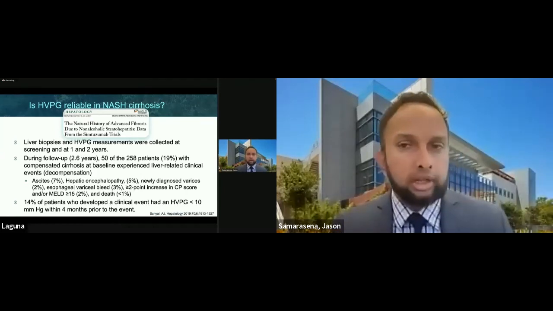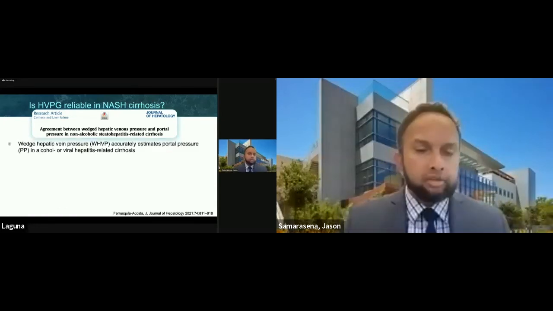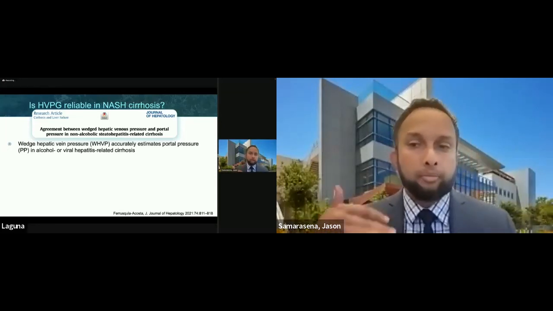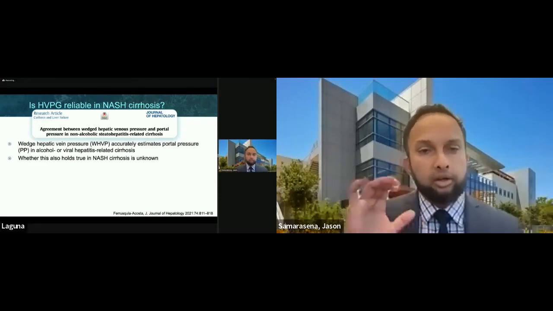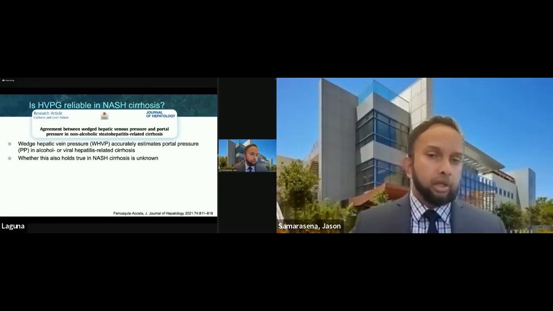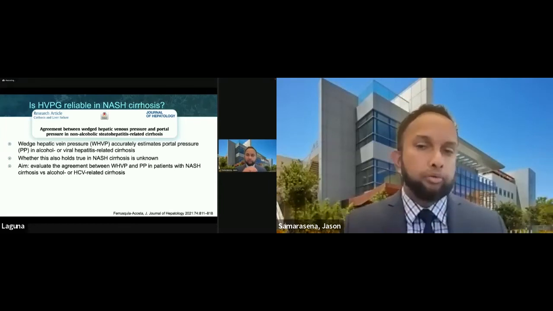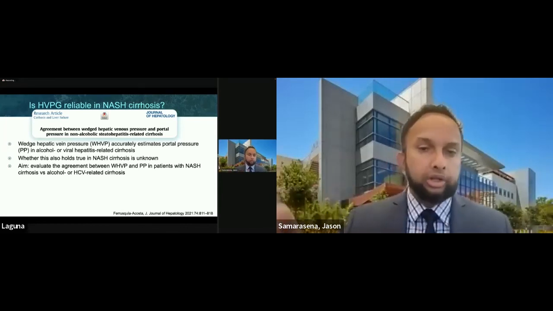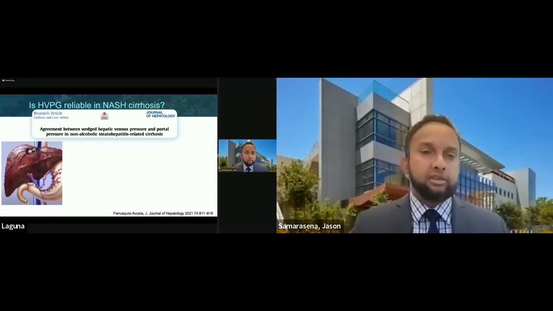And so this is a more recent study that really looked at this carefully. What has been established fairly well now is that the wedged hepatic venous pressure, that's the indirect measurement of the portal venous pressure, does actually accurately estimate portal pressure in alcohol and viral hepatitis-related cirrhosis. But whether this is, again, holding true for NASH cirrhosis is a little unknown. So the aim of this study was to evaluate the agreement of this wedged hepatic venous pressure and the true direct portal venous pressure in patients with NASH versus patients in a control group that were made up of alcohol and HCV-related cirrhosis. And the way they did this was at the time of a TIPS procedure.